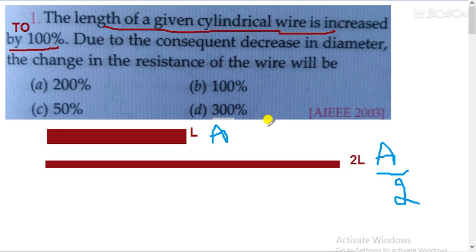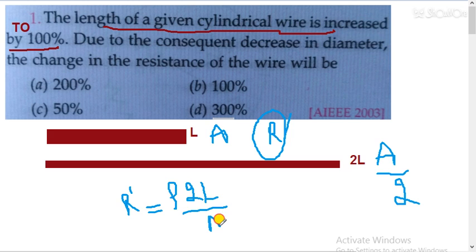So in this case, you can easily see the resistance is R equals rho into L upon A, as we said earlier. Here R dash equals rho into 2L upon A by 2. We have done some such type of question in the beginning of this video. So this is equal to 4 times R, where R is the earlier resistance of the unstretched wire. The unstretched wire has a resistance R equal to rho into L upon A.